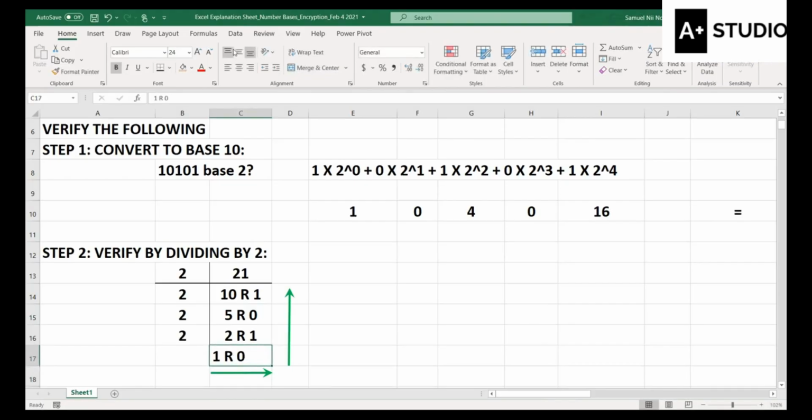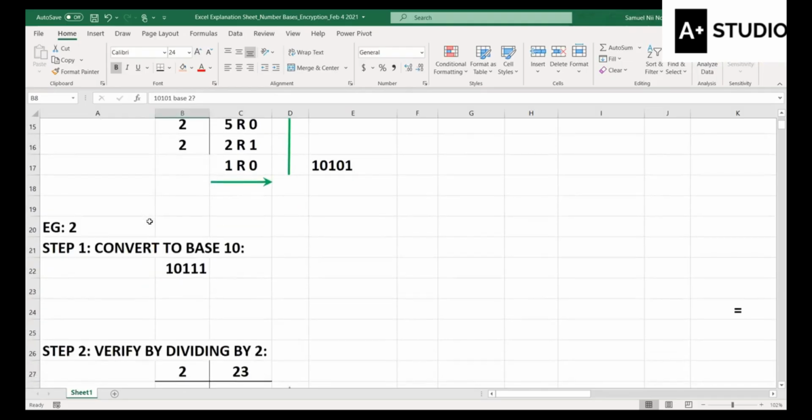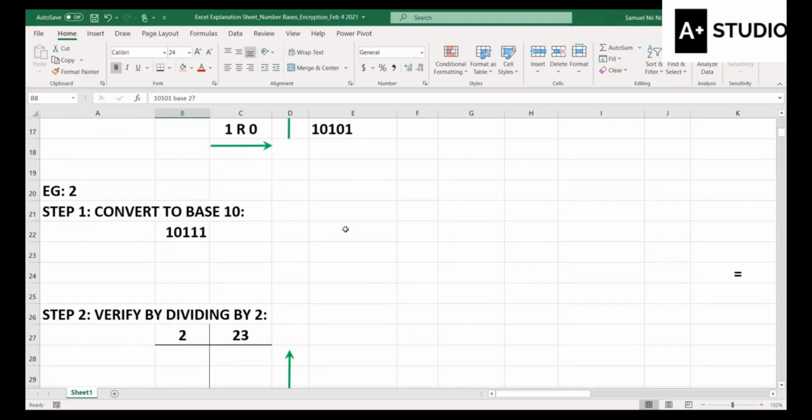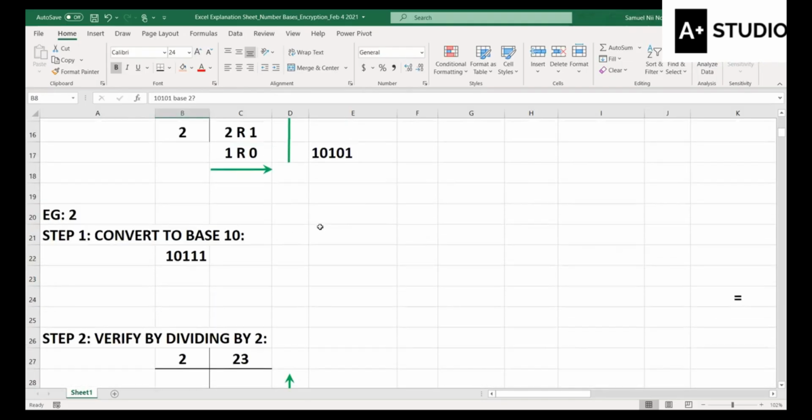Okay, so when we pick the values from right to left, bottom to top, the value we are going to get here is 10101, which is exactly the value we started with. So we verify that this is base 2. Let's take another example. Okay, so this time we are going to work this thing out ourselves.